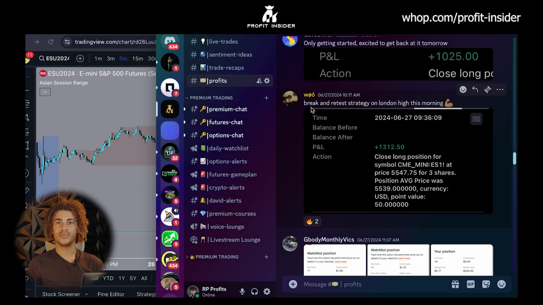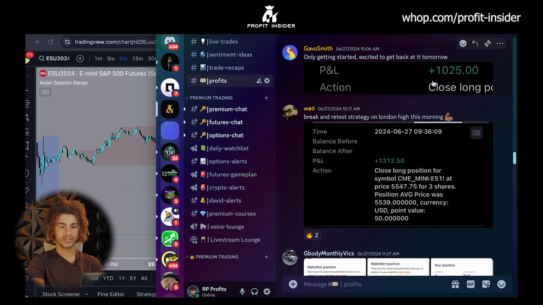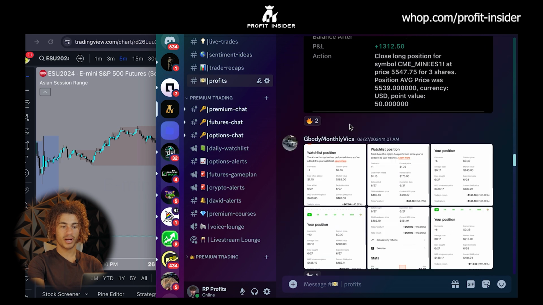And people are making money with me trading futures every single day. This is on the 27th. You can see that people are still trading that same break and retest strategy, and they're making money. This time it bounced off the London high, so they're making money off of a break and retest of the London high. So $1,000, $1,300 profit.